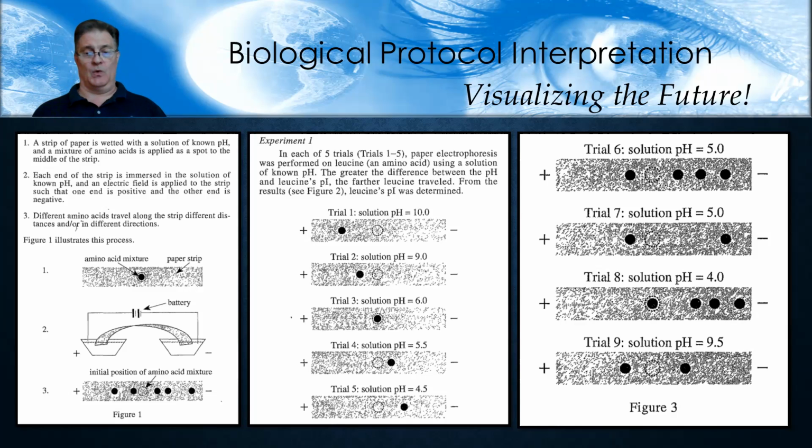Trial 8, a pH of 4. We've found the isoelectric point of 1 of the amino acids, which would be 4, but the other 3 are positively charged. Trial 9. There were 2 amino acids here. One of them is going to be positively charged. The other one's going to be negatively charged when the pH is 9.5. So they've clearly showed you how changing pH affects the charge on the amino acid.